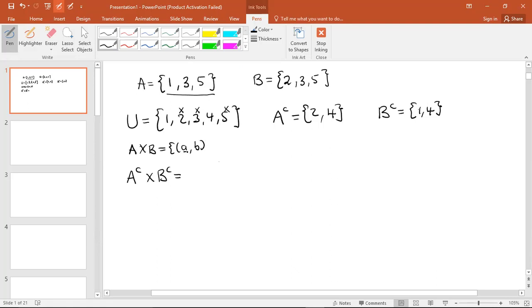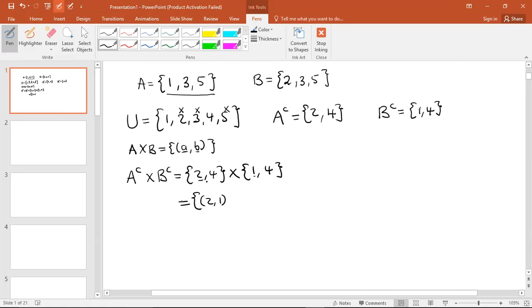And this is coming from A, this is coming from B. Remind ourselves, this is how it is. So A complement is 2, 4, cross B complement 1, 4. So when you do the cross, what you are going to have is 2 cross 1, so it will be 2, 1. You have the pair that is in form of A, B.